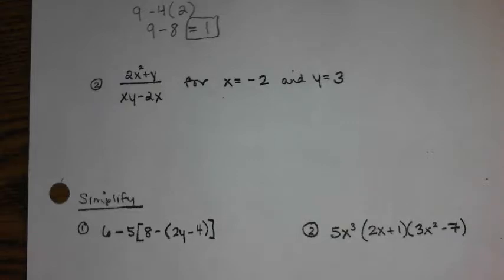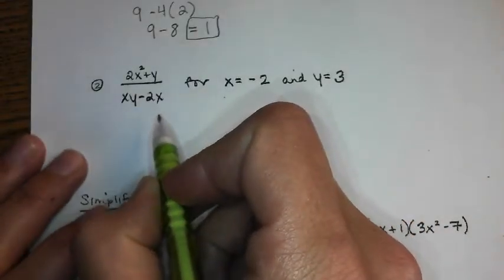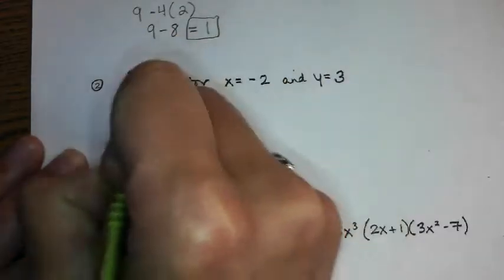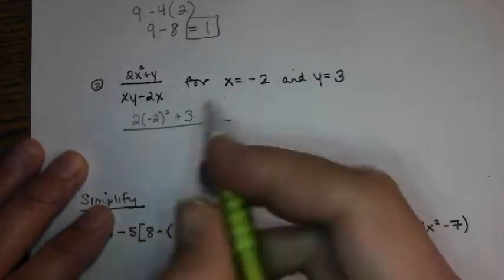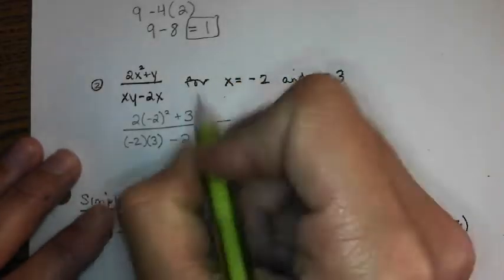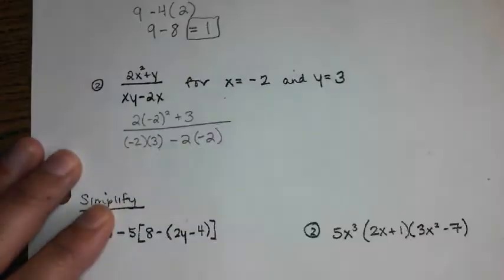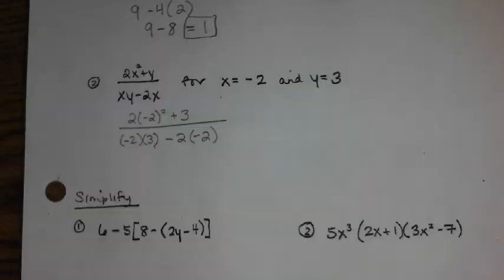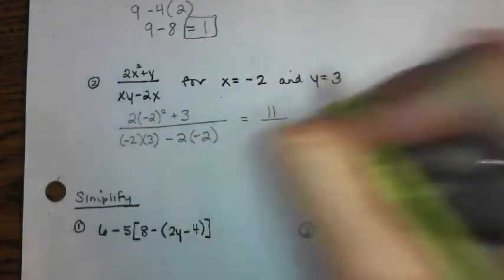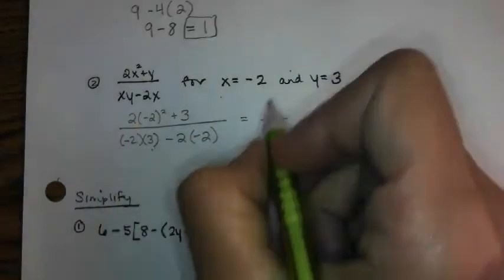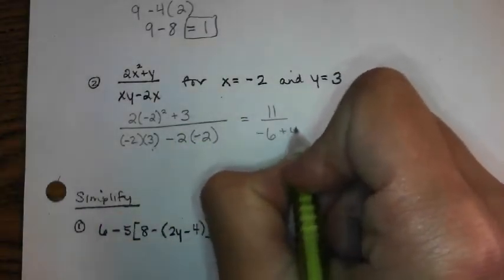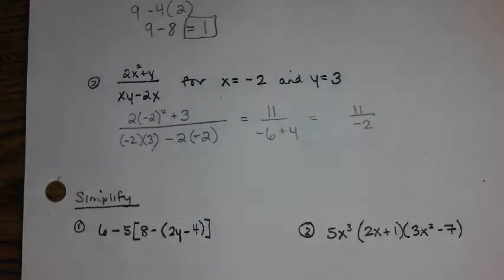That is, you didn't really need to simplify anything. That was simplest rational form. So 2 times negative 2 squared plus 3 over, and this is x times y, so we definitely do want parentheses there to indicate the multiplication, minus 2, and we do want parentheses there to indicate multiplication. So 2 times 4 is 8, plus 3 is 11. And then down here we've got negative 6. And then the double negative here will be plus 4. And we have 11 over negative 2.